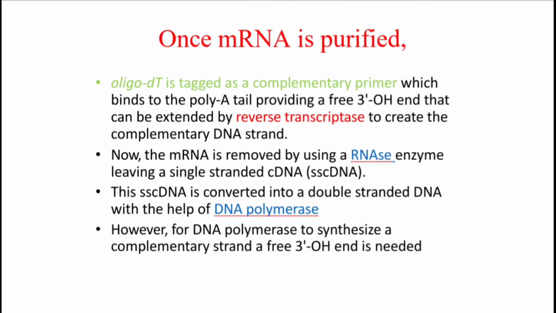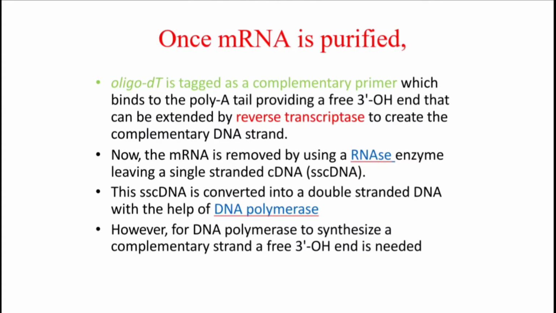Once the mRNA is purified, the oligo-dT is used as a complementary primer which binds to the poly A tail, providing a free 3'-OH end that can be extended by reverse transcriptase to create the complementary DNA strand. Now the mRNA is removed by using an RNase enzyme, leaving a single-stranded complementary DNA.